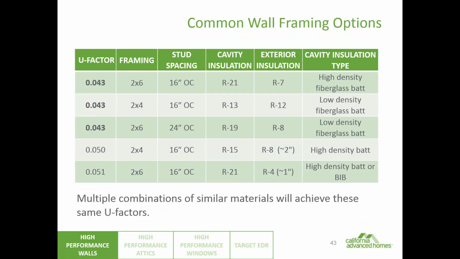It can be done in a 2x6. There's a few ways to do that. 2x6, 16 on center, R21. That's a high density, plus an exterior of an R7. R7 should be somewhere between 1.5 to 2 inches of exterior continuous insulation. Depends on what that continuous exterior insulation you choose to be. But it's becoming big, right?